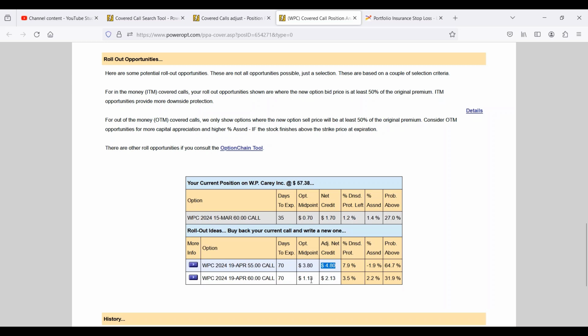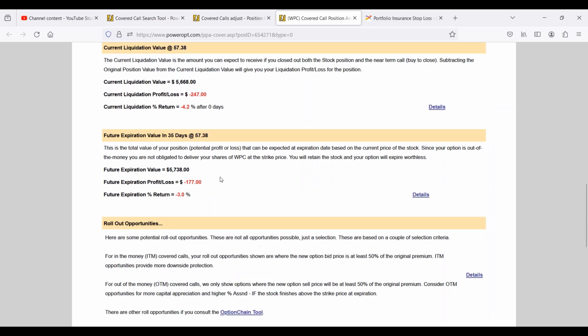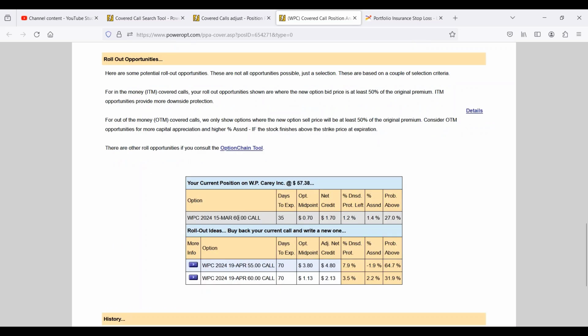But remember, my purchase price was $60.85. So if I sold the 55 call for a $4.80 credit, that would only give me $59.80 back. I'd still be at a loss of 1.9% if I was assigned at 55 at April expiration. But we're going another strike in the money. It's a defensive maneuver. It's not the current loss of 4.2%, and it's lower than the loss of 3%.